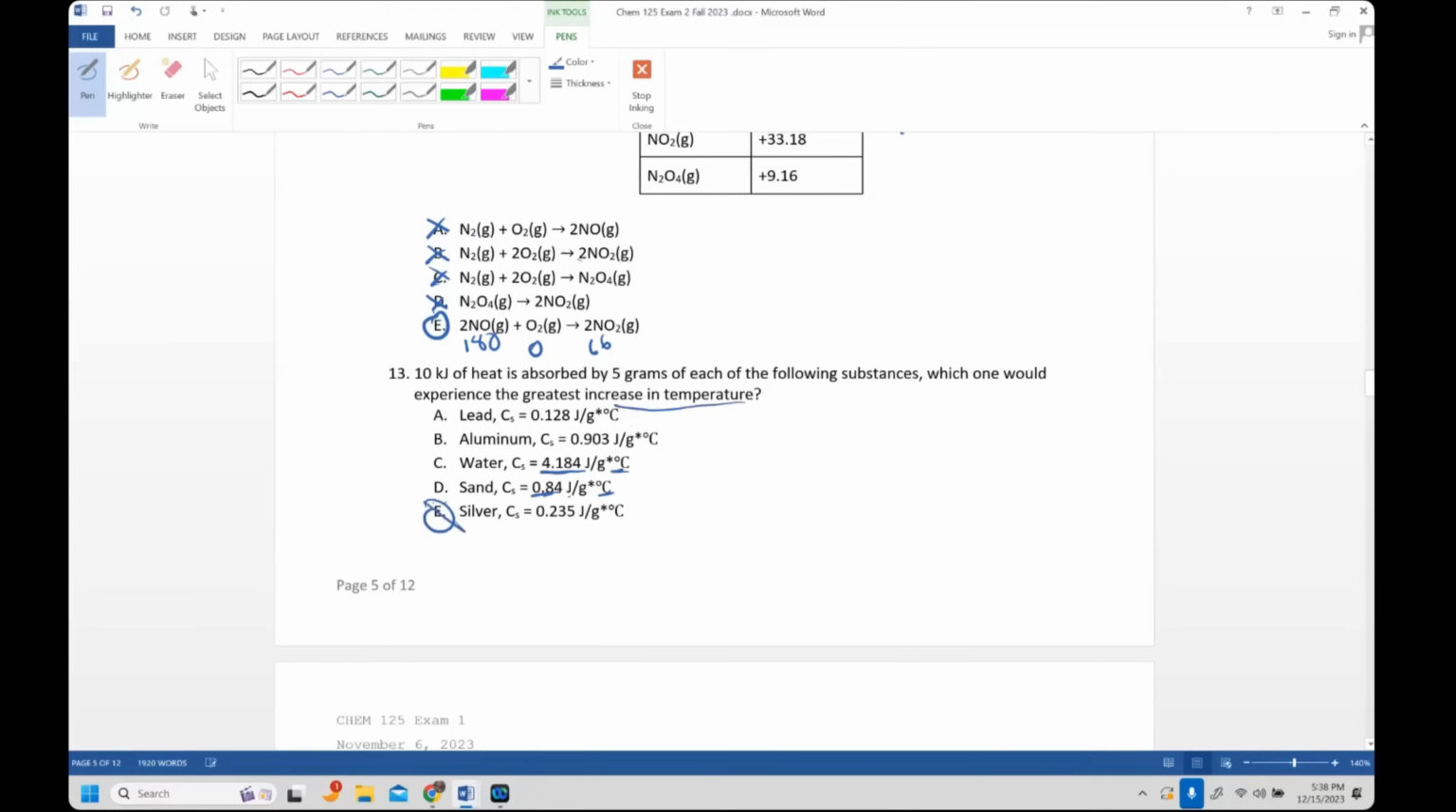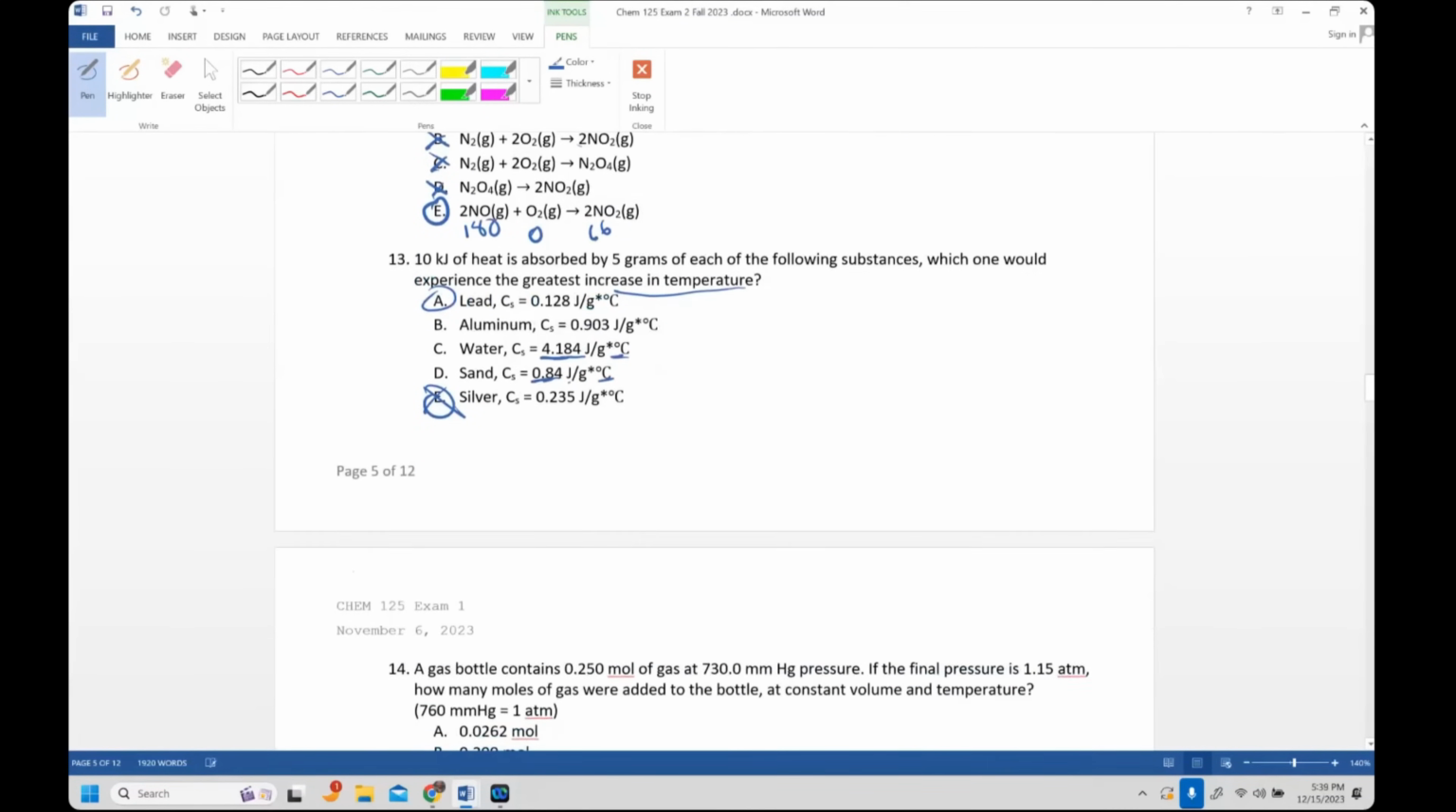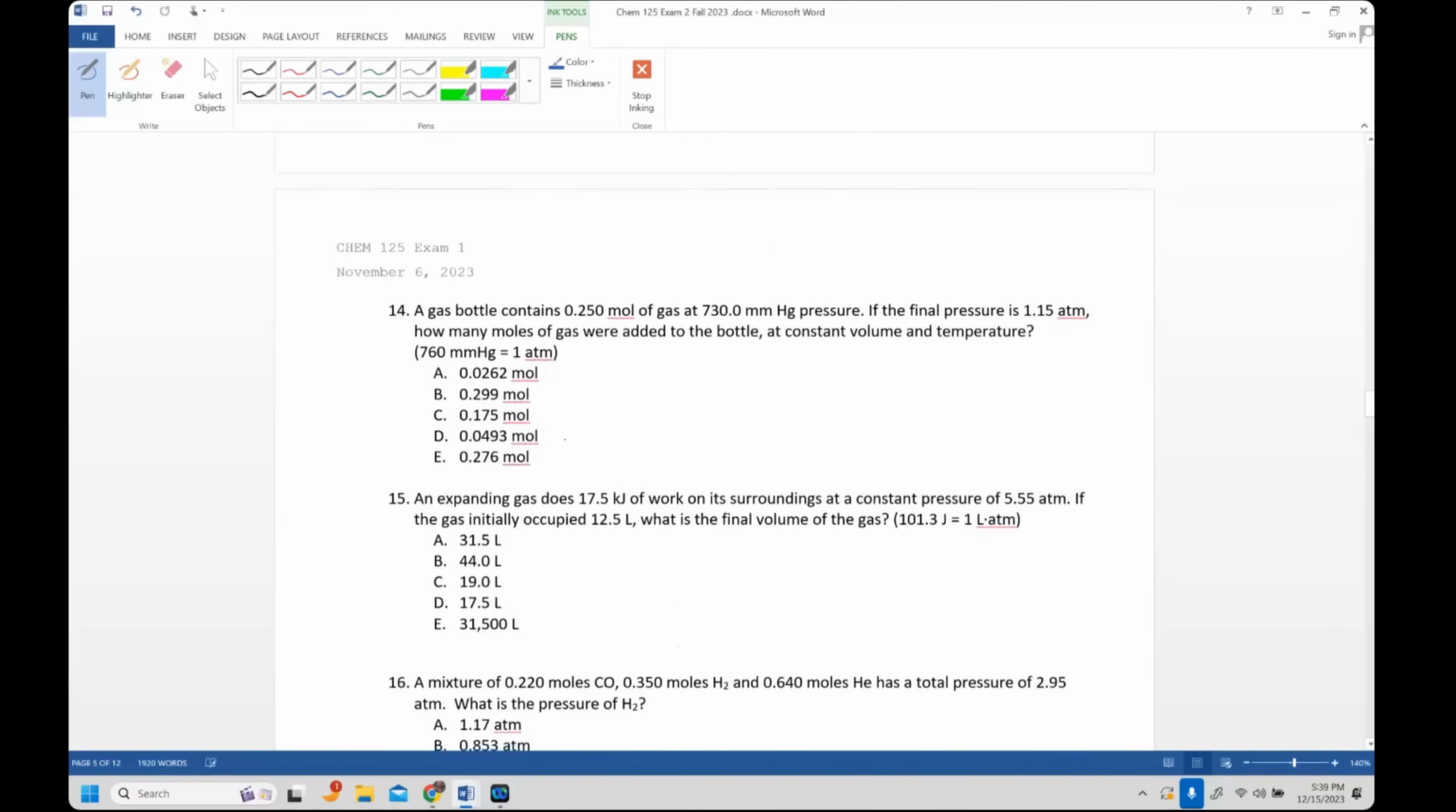Or no, sorry, that is wrong. It is lead at 0.12. Yeah, thank you, Robin. All right, good. So the smallest one means it will increase in temperature the most. All right, number 14, almost halfway done. Yes, correct. That is correct. So if the substance has a smaller heat capacity, that means it changes temperature the quickest and the most.